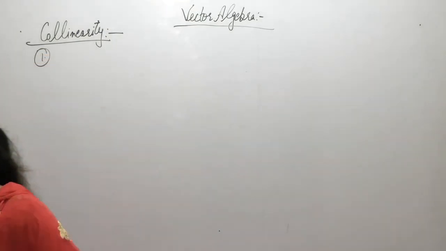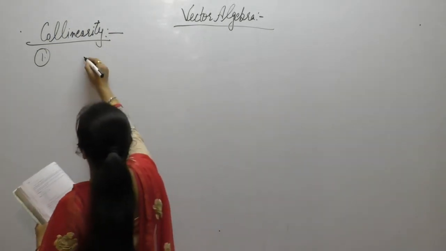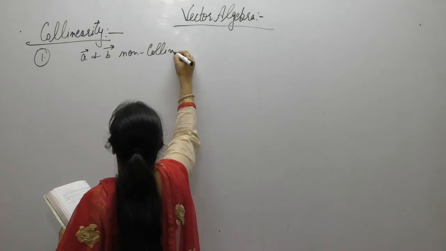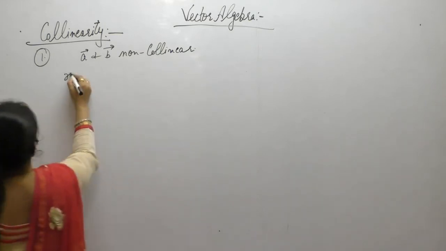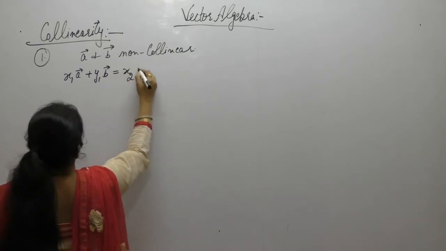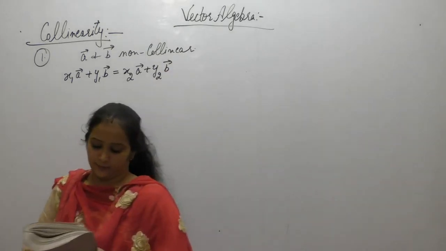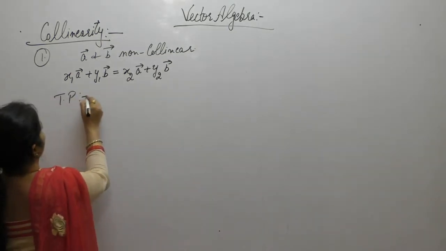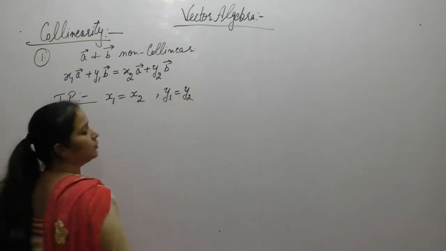Question number 1. Write down the statement. If A vector and B vector are non-collinear vectors such that x1 A vector plus y1 B vector is equal to x2 A vector plus y2 B vector, then prove that x1 is equal to x2 and y1 is equal to y2.